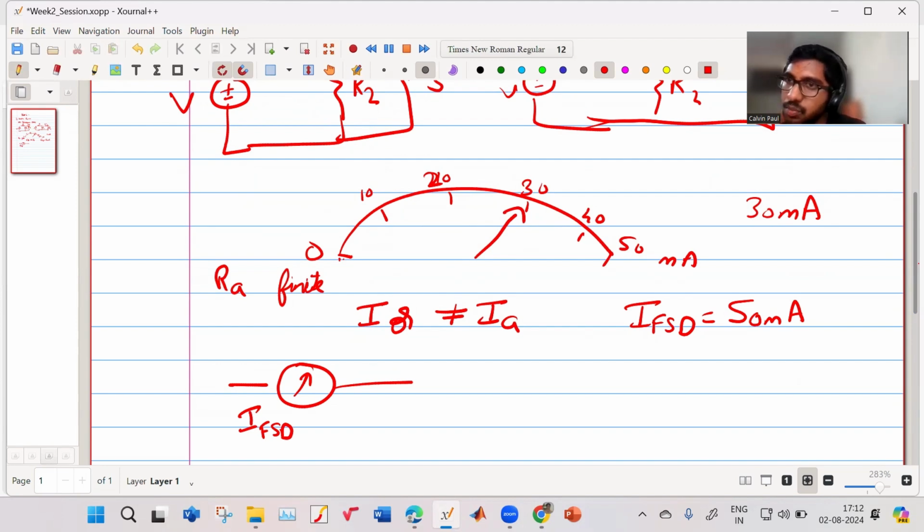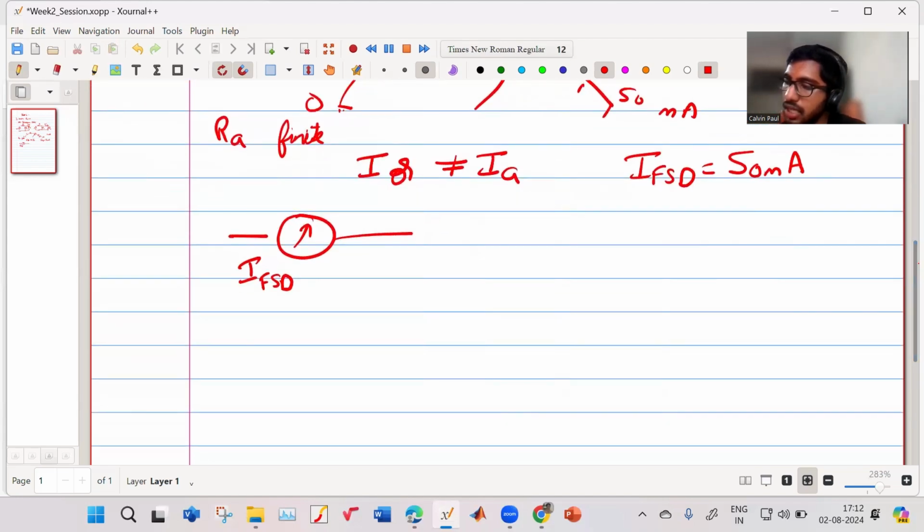But in various practical circuits, in the circuits which you will make, it may not be that only 50 milliampere current is flowing. There might be more current flowing. When there is more current flowing and you only have this ammeter instrument, what can you do? You want to increase the range of your instrument. To do that, you have to effectively increase the full scale deflection of your instrument. But your ammeter is already made. The instrument is with you and you cannot change or alter it. So you have to find a workaround.